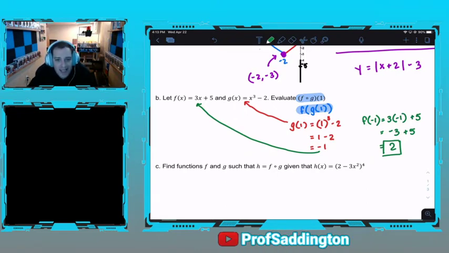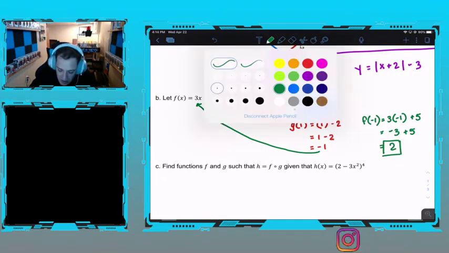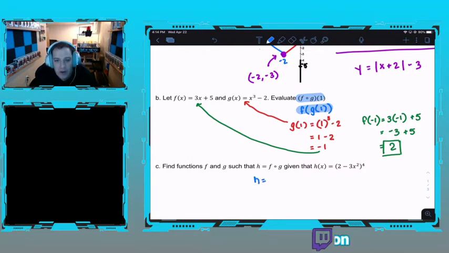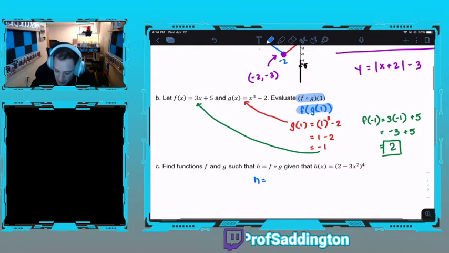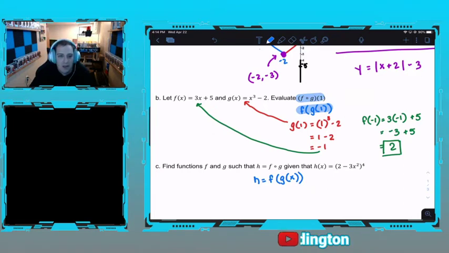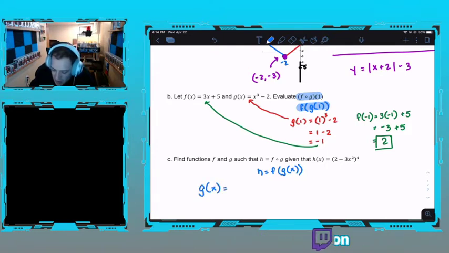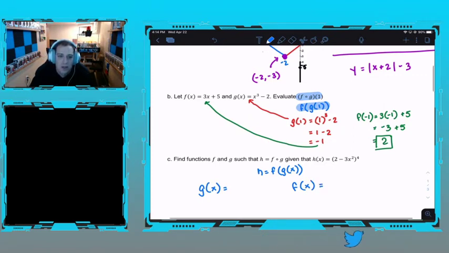Part C, again, is going to be a composition function. And this is saying h is equal to, well, if we want to rewrite it so it looks a little bit more familiar, I'm going to put f(g(x)). That's all it means. It means the same exact thing. This one, they want us to go backwards, though. So they're giving us an answer, and they want to know what g of x is equal to, and what f of x is equal to. So it's just going backwards.